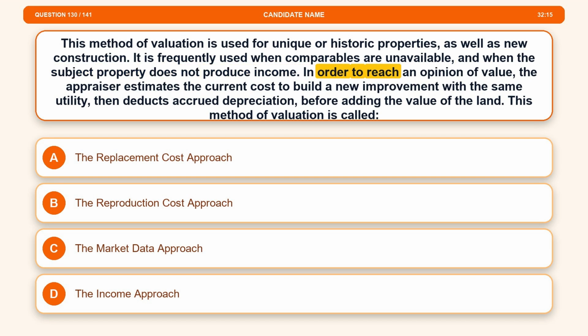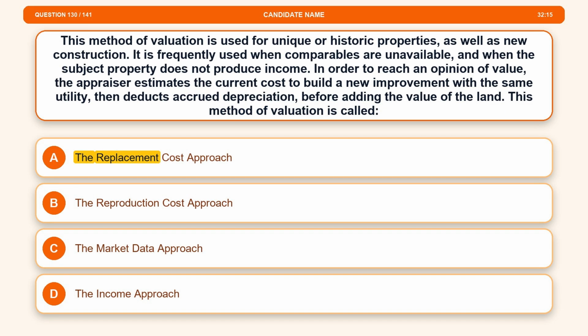In order to reach an opinion of value, the appraiser estimates the current cost to build a new improvement with the same utility, then deducts accrued depreciation before adding the value of the land. This method of valuation is called Option A, the replacement cost approach. Option B, the reproduction cost approach. Option C, the market data approach. Option D, the income approach.